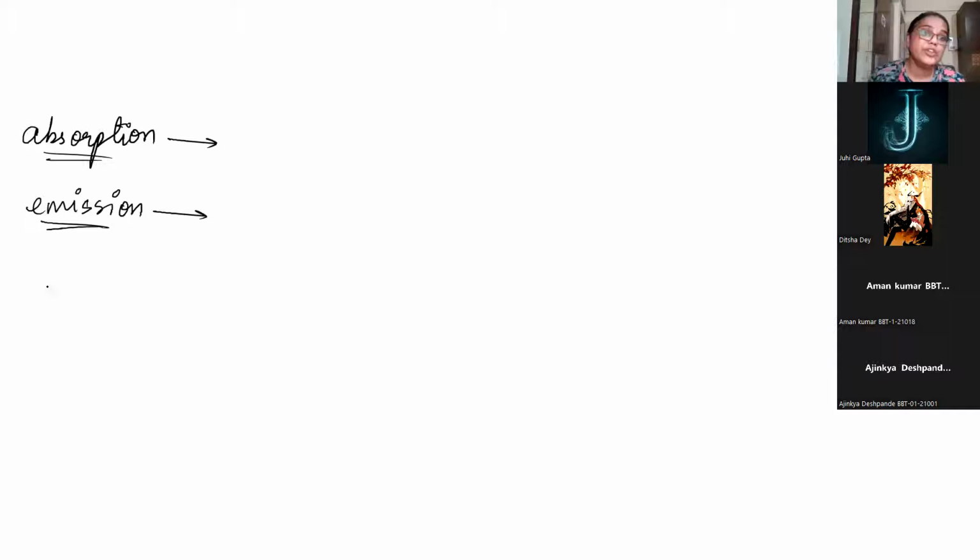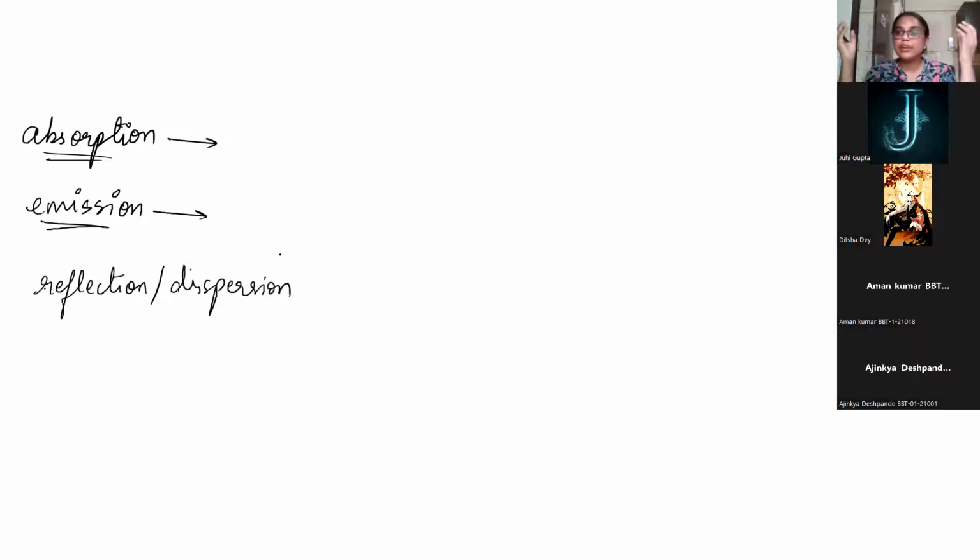Reflection, dispersion, okay, some objects also do that. When light falls on a molecule or a material, the light is also scattering. I would use the word scattering here. So light also scatters. So what are we doing in spectroscopy?